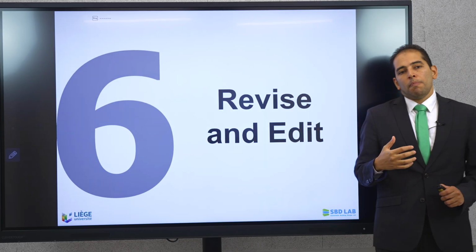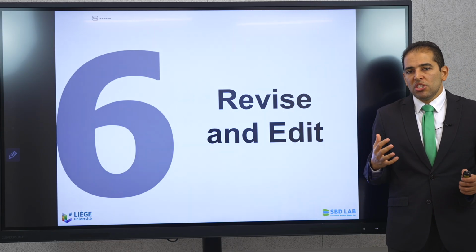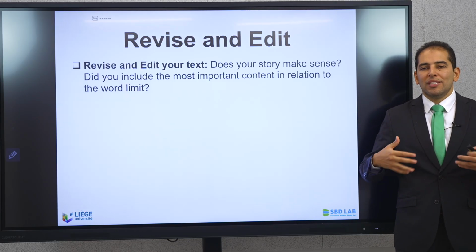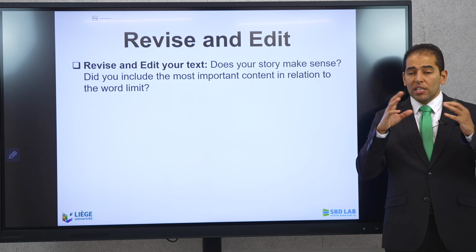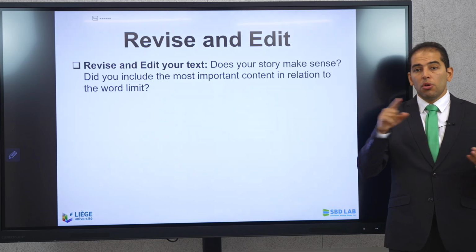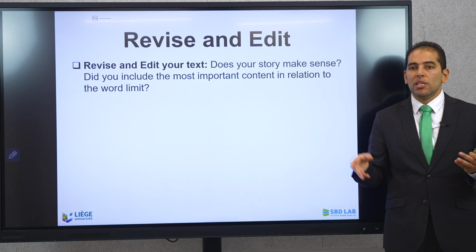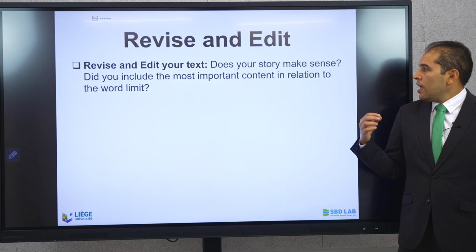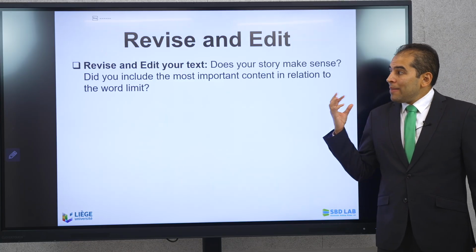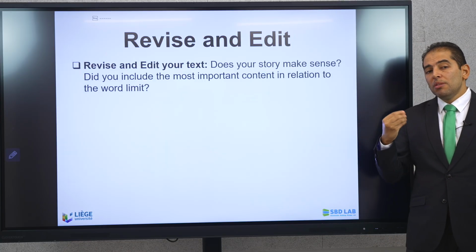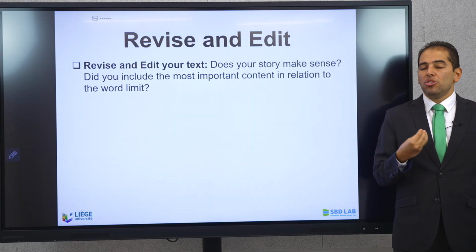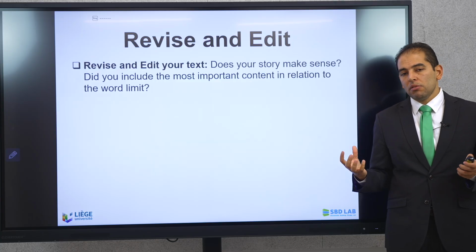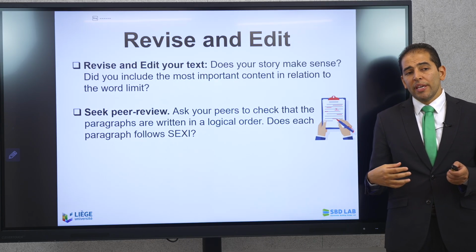Now moving to point number 6, we are almost reaching the end. How to revise and edit? Well, you need to understand that part of writing any manuscript is that you have to iterate. It's an iterative process. You need to close and finish and go back, restart, meaning that you need to revise your work. Revising and editing your work is very important. You need to ask yourself, does your story make sense? Did you include the most important content in relation to the word limit? Do you respect the word limit and do you convey the key message that your findings are conveying?